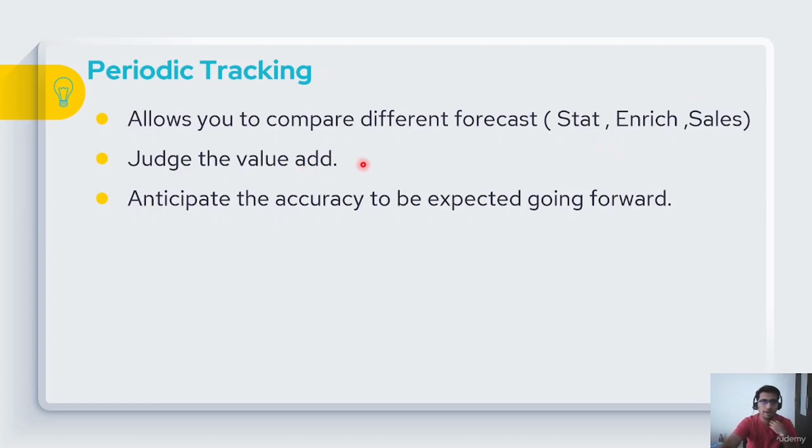Secondly, you can judge the value add, right? So you know which product family needs adjustment or enrichment, or which product family is working very well with the sales forecast. You know which forecast is working best by judging the value add. Thirdly, you can anticipate the accuracy to be expected going forward. Since you're reviewing it frequently, you know how much accuracy should be anticipated from a particular type of forecast or particular product family.